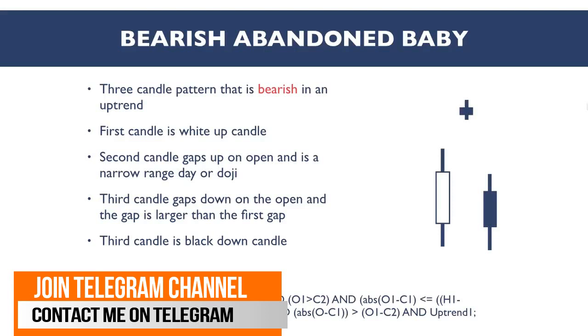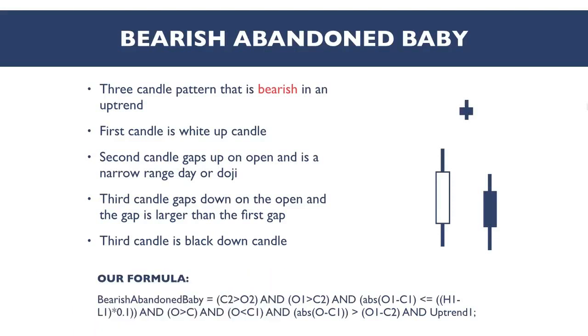The bearish abandoned baby is a 3-candle pattern that is bearish in an uptrend. The first candle should be a white up candle. The second candle should gap up on the open and be a narrow range candle or doji. The third candle should gap down on the open and the gap should be larger than the first gap. This third candle should also be a black down candle. So this is a bearish signal. When it occurs, the theory is that the market should head lower, so we should short the market.